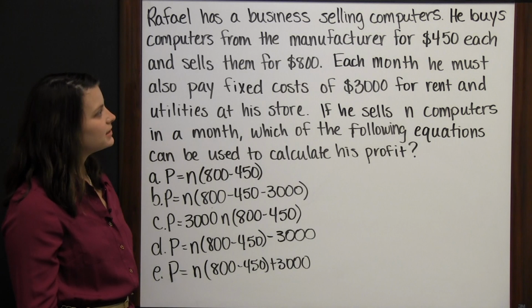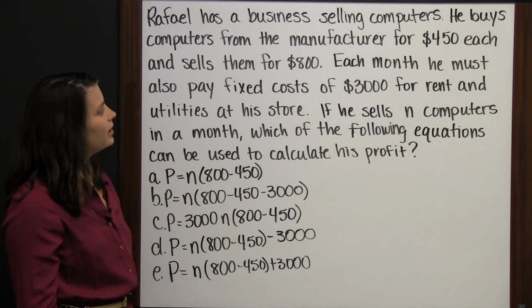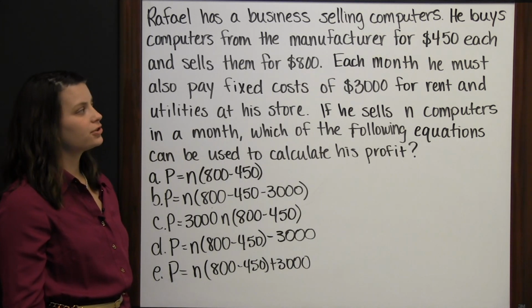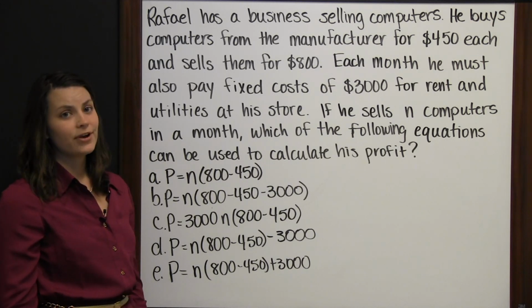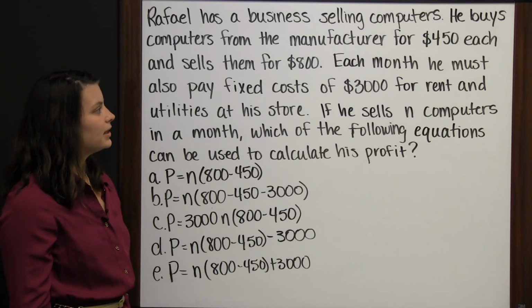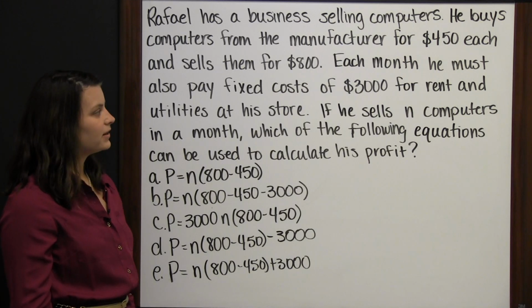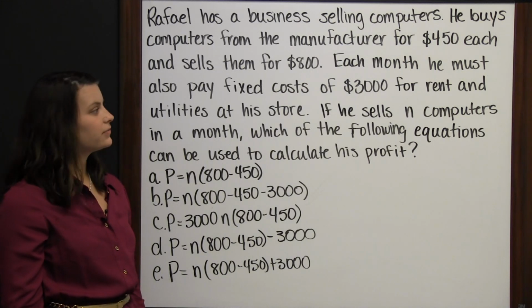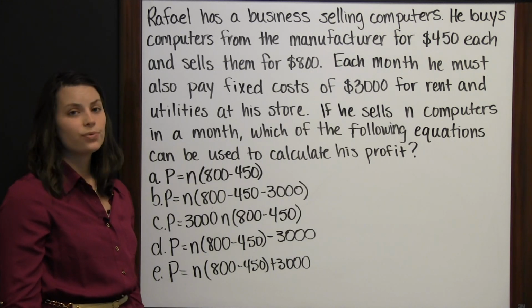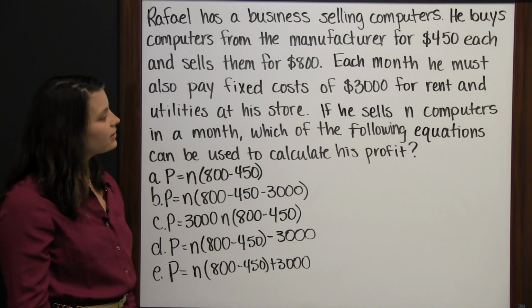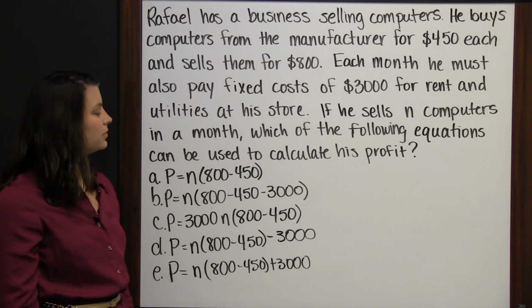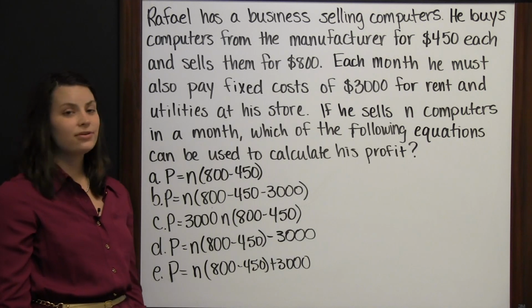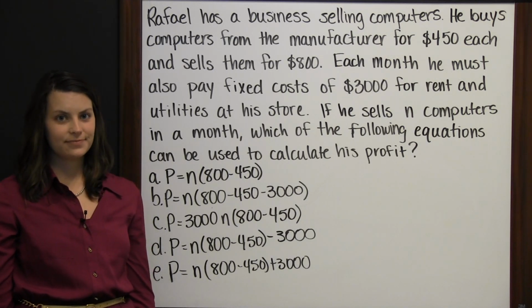Raphael has a business selling computers. He buys computers from the manufacturer for $450 each and sells them for $800. Each month he must also pay fixed costs of $3,000 for rent and utilities at his store. If he sells N computers in a month, which of the following equations can be used to calculate his profit?